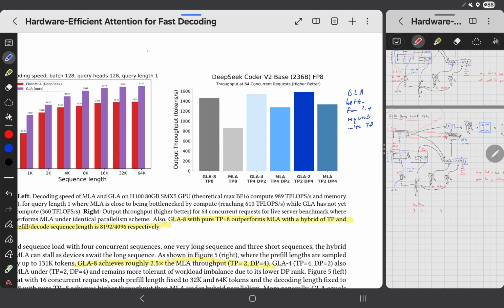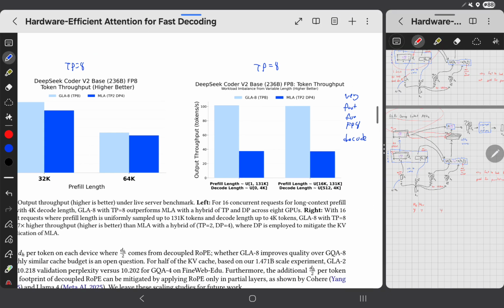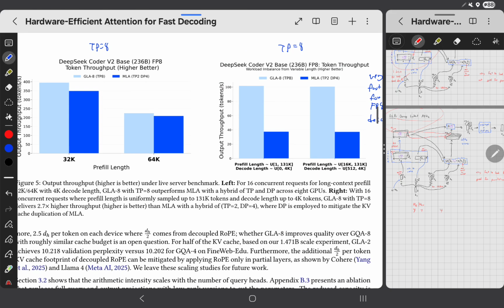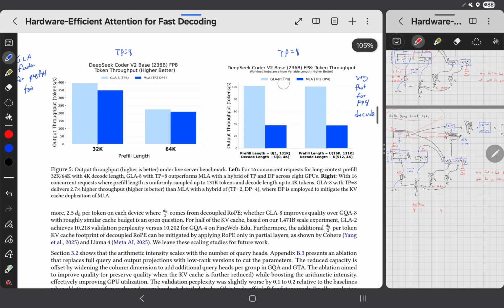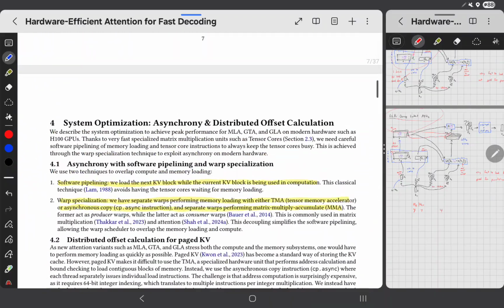I think they show the same thing here. And in this case, they have TP equal to 8, so they're using 8 GPUs to do decode. So they're parallelizing this across 8 GPUs, and they show GLA is quite a bit faster than MLA. They also show here for prefill, it is a little bit faster here. And I think this is also prefill. I think this is decode. For floating point 8, it's much faster for decode. Their proposition of GLA. So just adding a few more heads seems to be a lot better in terms of speed, and a little bit better in terms of accuracy.